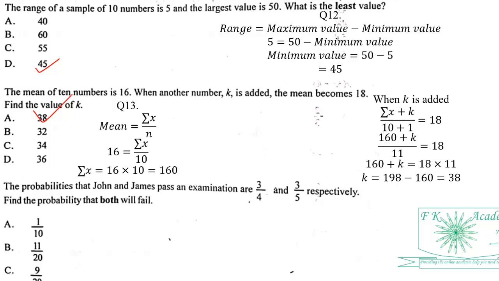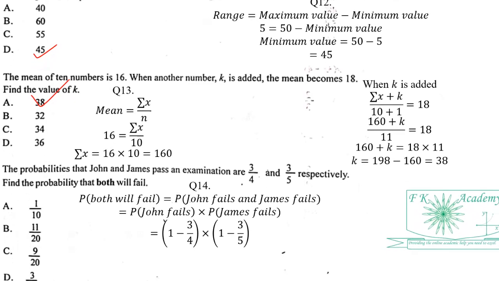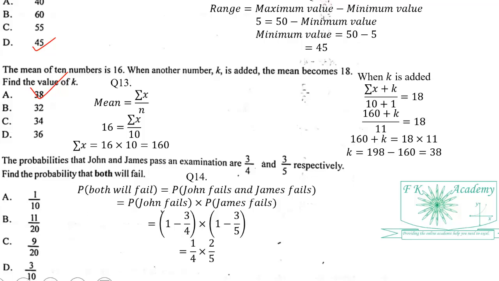The probabilities that John and James pass an examination are 3/4 and 3/5 respectively. Find the probability that both will fail. So probability that both will fail means John fails and James also fails. And that is going to give us 1/10.